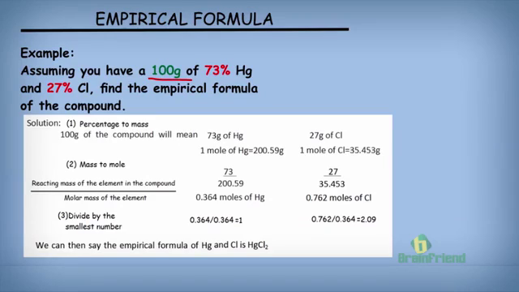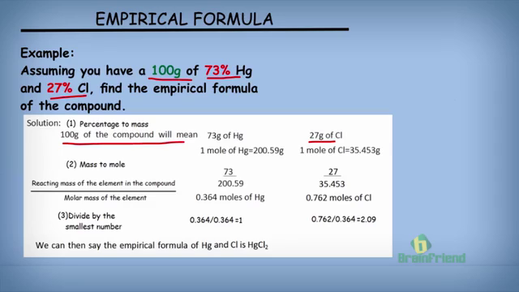Okay? So we take note of 73% mercury and 27% chlorine. These elements have been given in their percentage composition, so we need to convert them first to their mass composition. Already we have 100 grams of the compound, because most times we assume 100 grams of the compound. So if we have 100 grams of the compound, 73% of mercury would be 73 grams of mercury, and 27% of chlorine would give us 27 grams of chlorine. So it's that easy to convert.